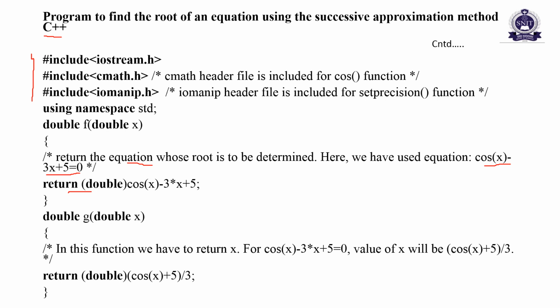Now after that you have to find the g value, that is double g of double x. In this function we have return x. For cos x minus 3x plus 5 is equal to 0, the value of x will be cos x plus 5 by 3. So you are taking x out and you will get cos x plus 5 by 3. That will be x. x will be equal to cos x plus 5 by 3. That you have to return.